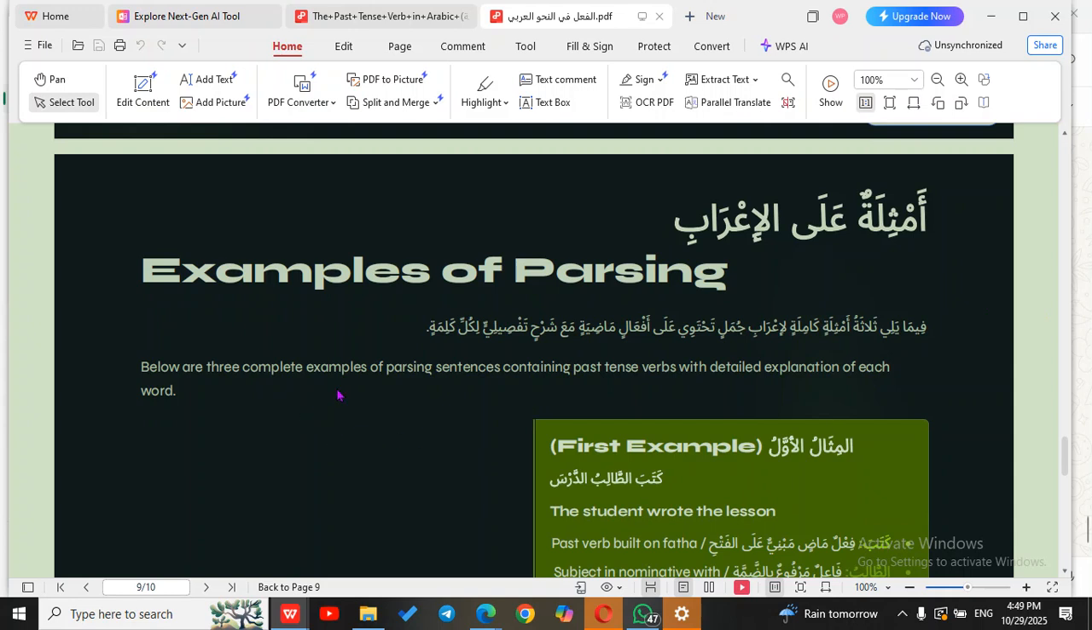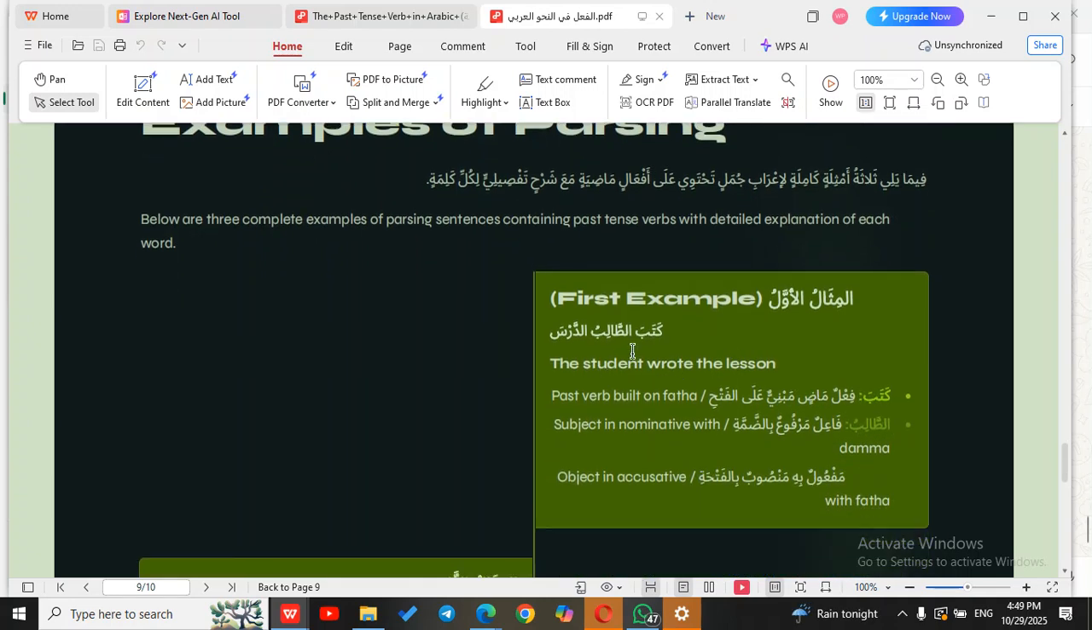Below are three complete examples of sentences containing past tense verbs, with a detailed explanation of each word. Al-mithal al-awwal, we have kataba al-talibu al-darsa. Here, our verb is kataba, which is fi'l madi. The student wrote the lesson.